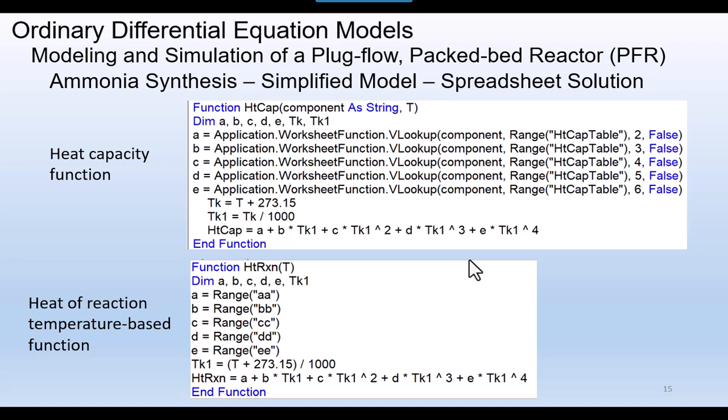And then we take a look at the supporting VBA functions. This is where VBA comes into play, where we have our function that computes heat capacity, all right, given the component that we're looking for, and it reads values from that heat capacity table on the worksheet, and then it takes the temperature, converts it to kelvins, divides by 1,000, and uses the fourth order formula to compute the heat capacity for that component.